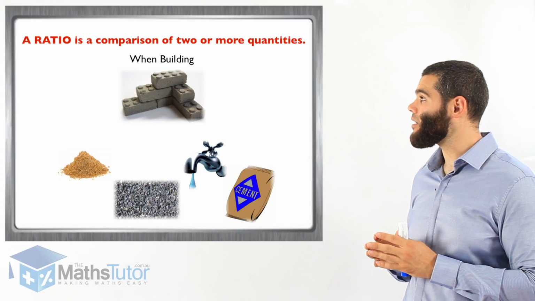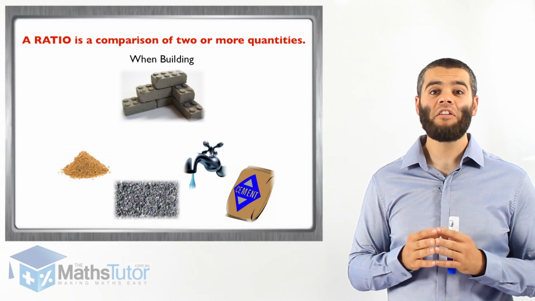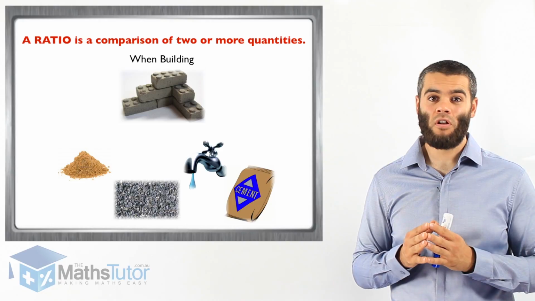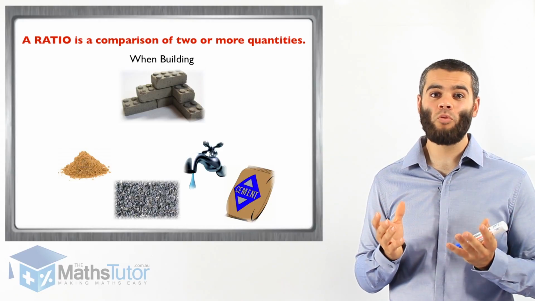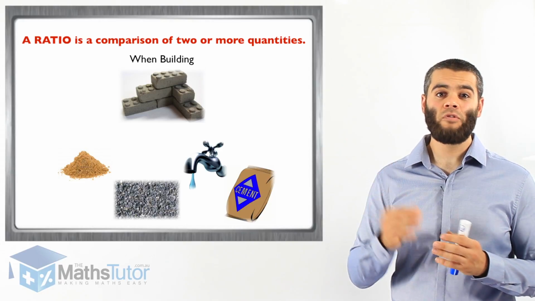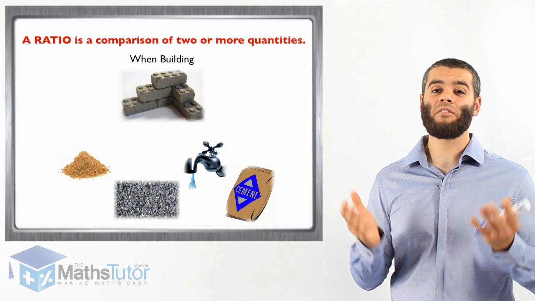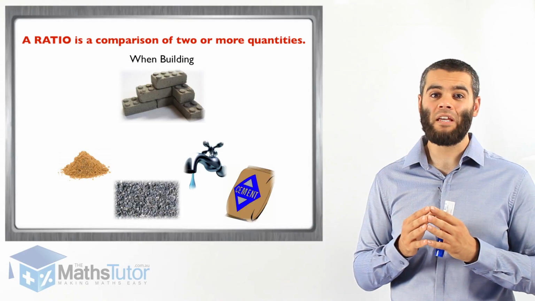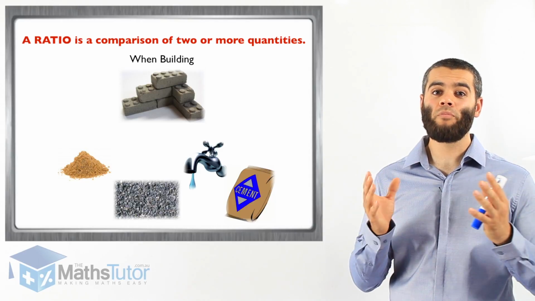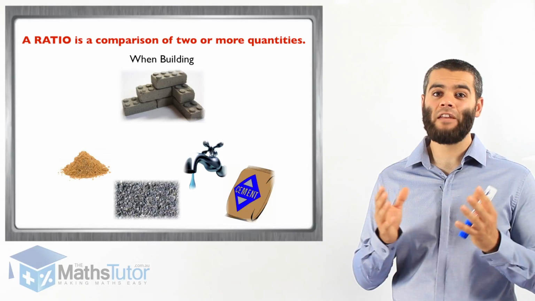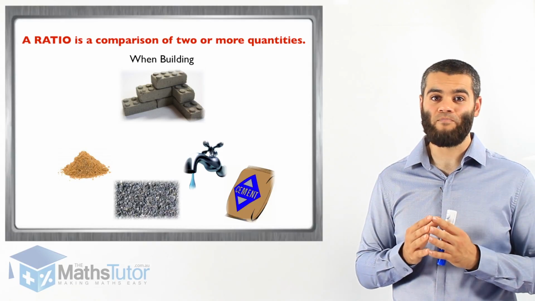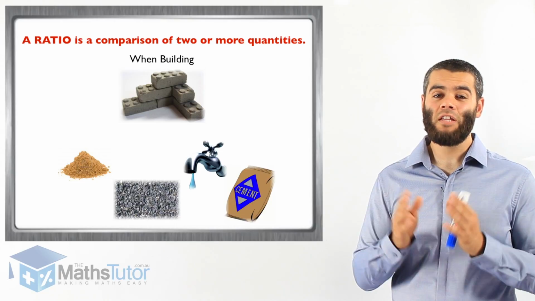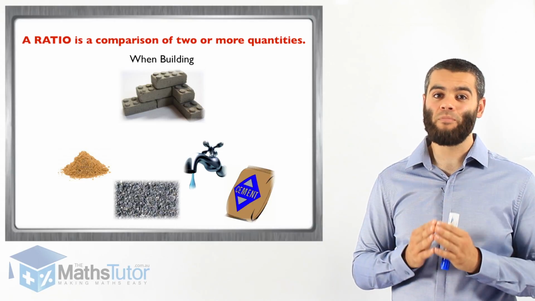Likewise, when building, builders and concreters, when they want to mix concrete to make it strong, have to make sure that the ratio, the comparison between sand, gravel, water, and cement, is mixed together correctly. If not, the concrete won't be strong enough, it will crack, and it won't be able to hold the building up. So it's very important to realize that mixing ratios in the correct manner is very important.